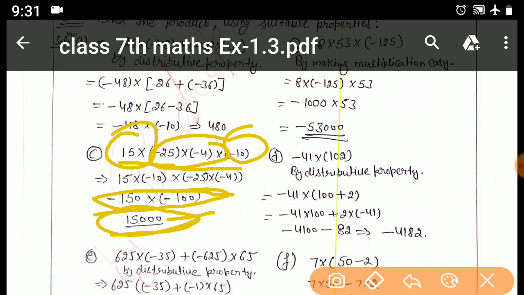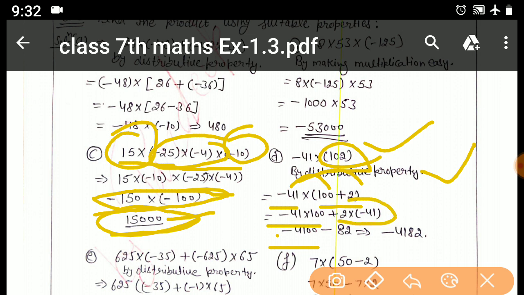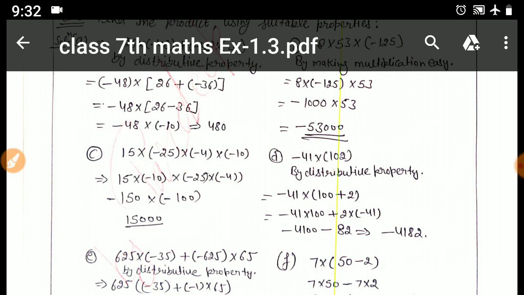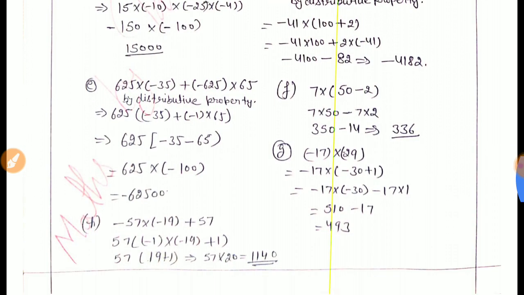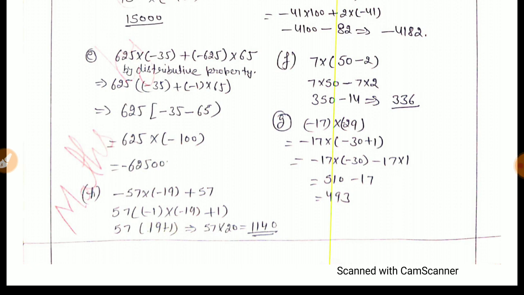Okay, and part D: minus 41 multiplied by 102. We will solve this by distributive property. So minus 41 multiplied by, we can write 102 as 100 plus 2. Minus 41 will multiply with 100 and minus 41 will multiply with 2. Minus 41 multiplied by 100 gives us minus 4100, and 2 multiplied by minus 41 gives us minus 82, and the total is minus 4182. Okay, and the next parts are the same as these questions. So dear students, these parts you have to solve yourself.